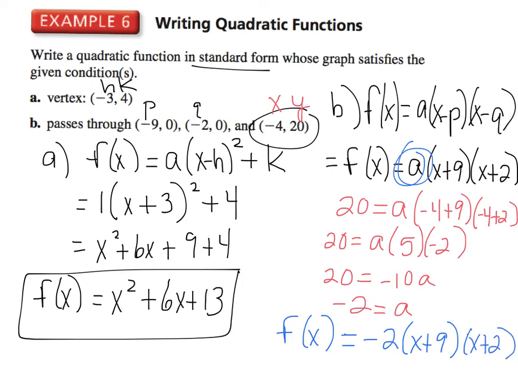But that's an intercept form. I need to write it in standard form, so I need to multiply it all out and FOIL. Now I'm just going to go right to the answer. But if you multiply that all out, you would get f of x equals negative 2x squared minus 22x minus 36.